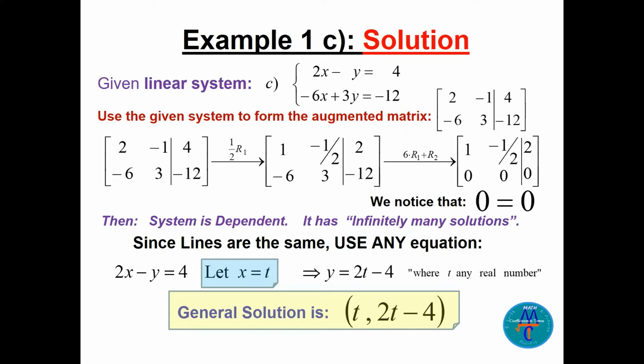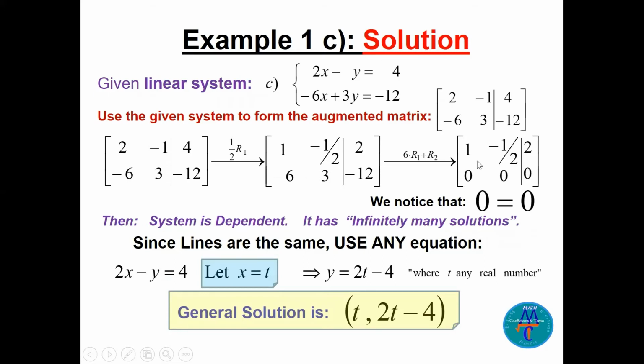So this will be 1, this will be minus half, and this will be 2 here. Now I have to make this number 0. So I multiply by 6. Remember, the opposite of minus 6 is 6. And this is already 1. So to make this one 0, I have to add 6 to the minus 6. So I take 1 and multiply by 6. But I have to multiply the whole row.